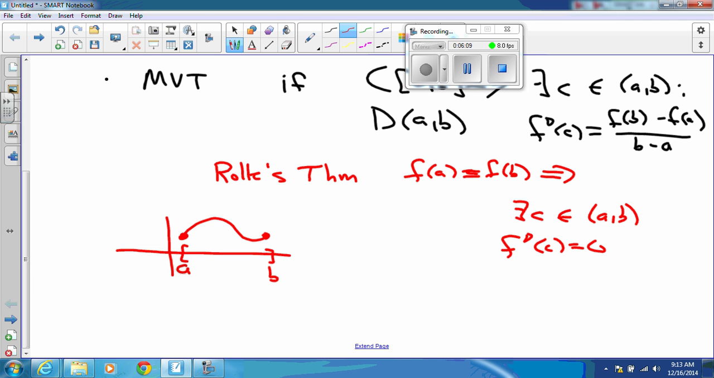Therefore, it has to have a local extremum, and local extrema only occur at critical points, and the critical point has to be of the first kind because the function is differentiable in the open interval, therefore there has to be a horizontal tangent. That's the proof for Rolle's theorem.